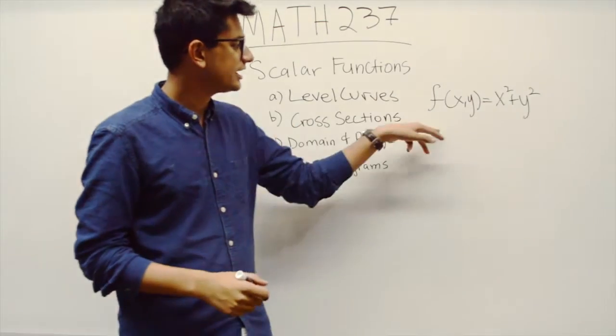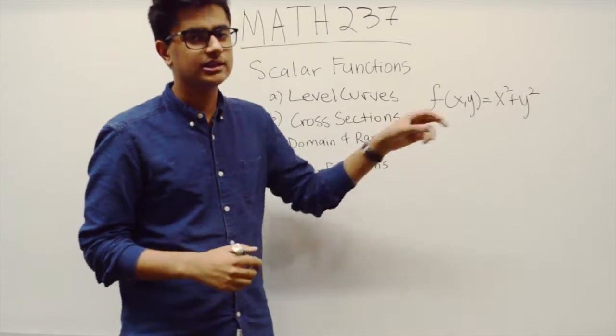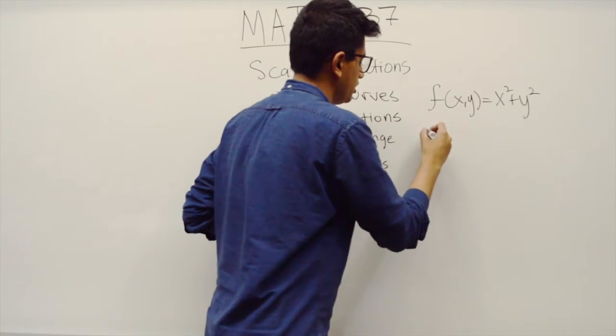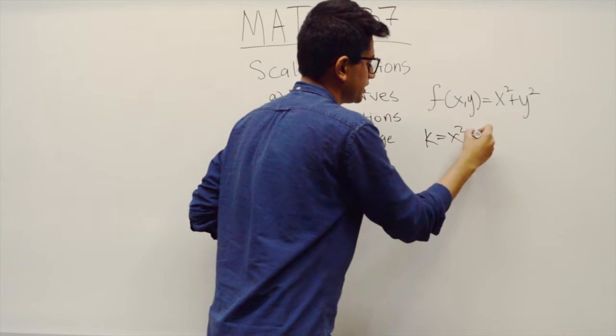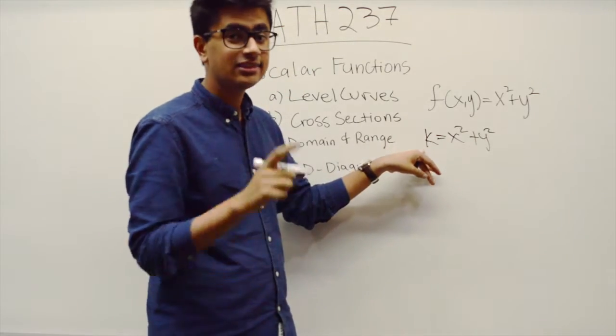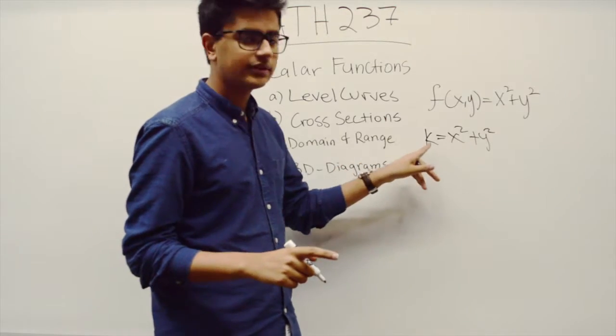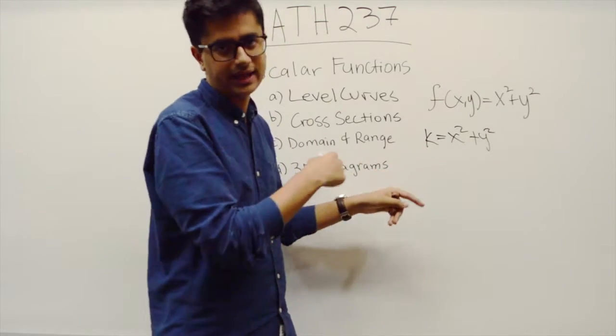The idea is that you take a function, I've written a sample over here, and you set all of it equal to some constant k. So, we get k equals x squared plus y squared. Now, pick different values for k in the range of this function, which I'll discuss in a minute, and start graphing them on an xy grid.